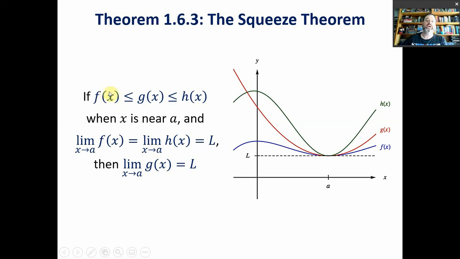So look here. f of x is less than g of x. f of x is also less than h of x. And if the two outer function limits are the same as x approaches a, then g of x is trapped in between those functions and has no choice but also to have the same limit. This is also called the sandwich theorem. You can see why. The squeeze theorem is used a lot.